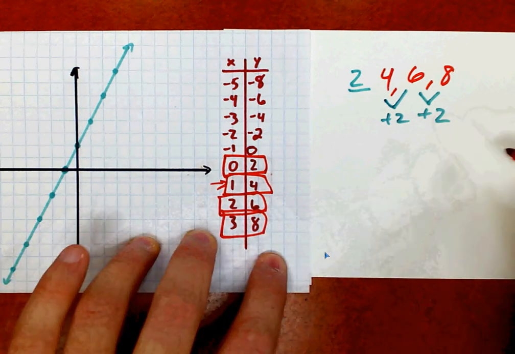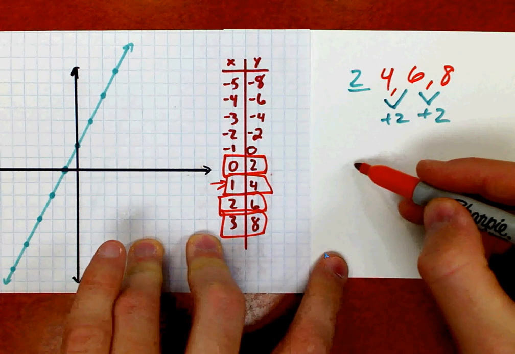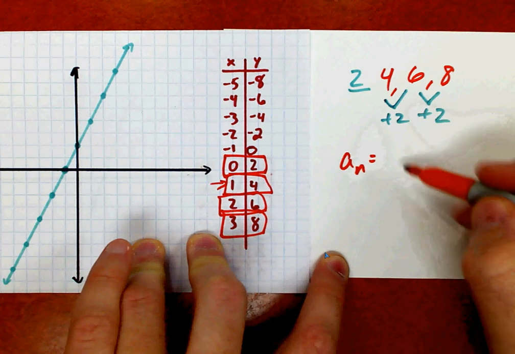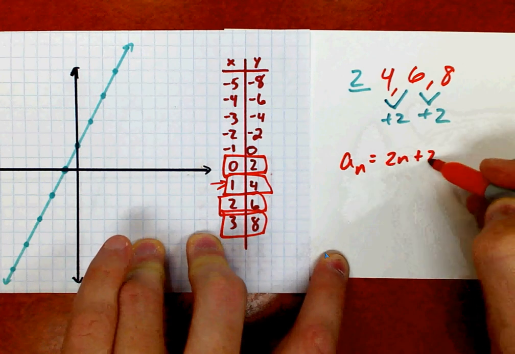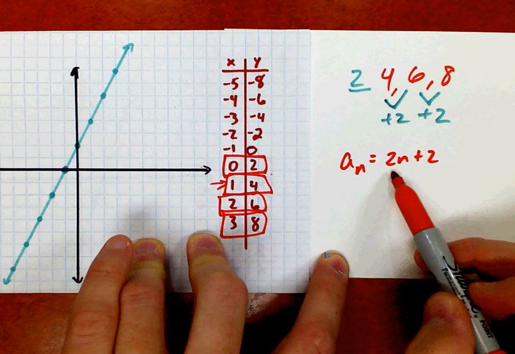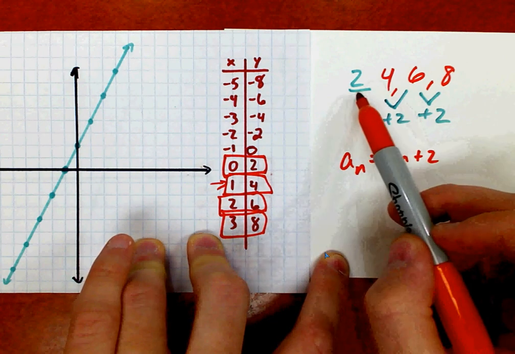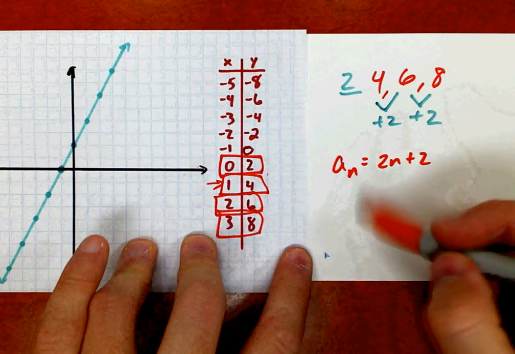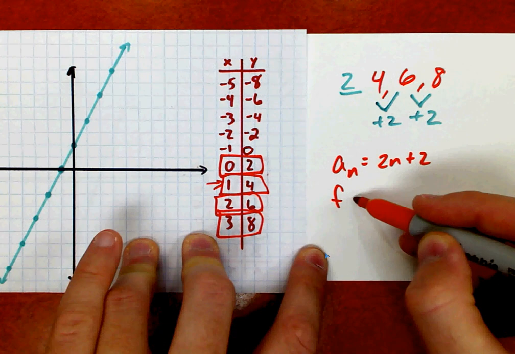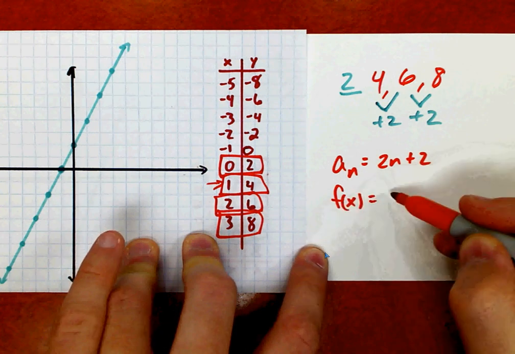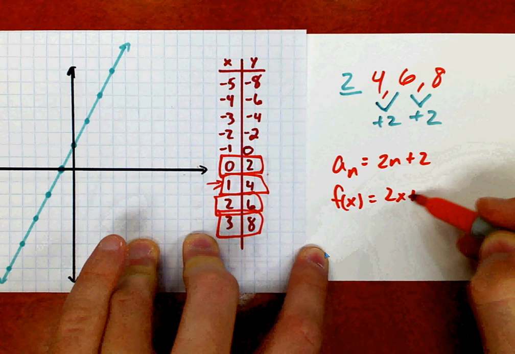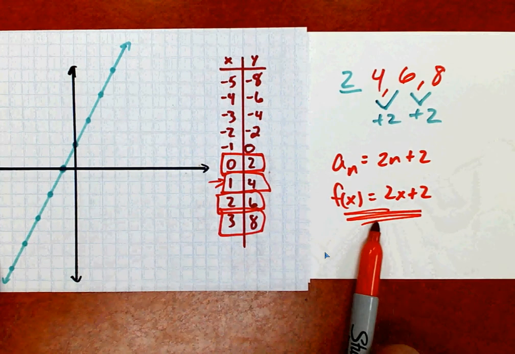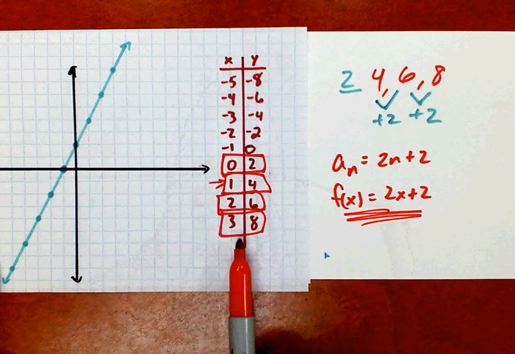So if I wrote this as an explicit formula for the sequence, I would have to write it as a sub n is equal to 2n plus 2, because 2 is the common difference. I would write 2n, but 2 is also the 0th term, so I would add 2 at the end. We'll now just convert this into function notation. F of x is equal to 2x plus 2. And again, we've written a function for this set of ordered pairs.